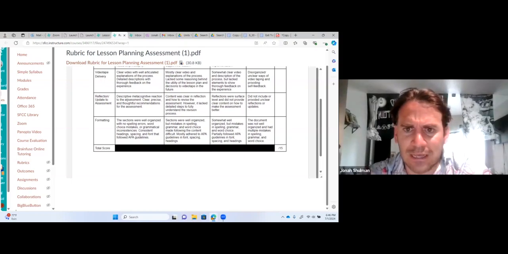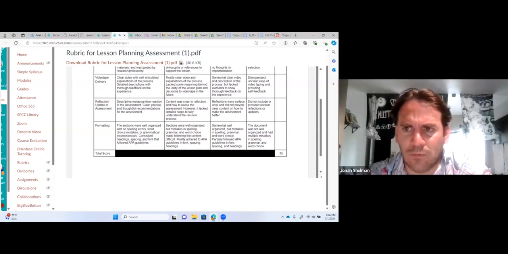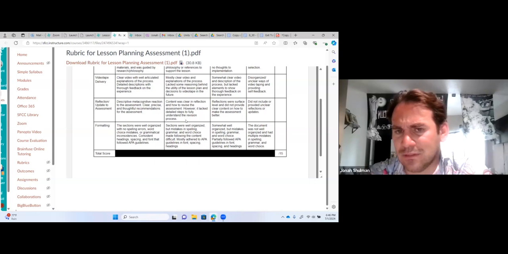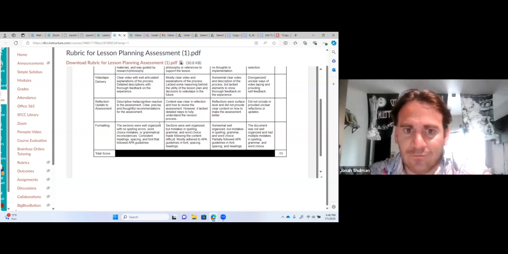The reflection to the assignment, this is the big one. So for that reflection piece, were you giving clear and precise, thoughtful recommendations? Was it clear, however, it lacked detailed steps to show what you would do differently or what you liked? And then finally, was the formatting on point?